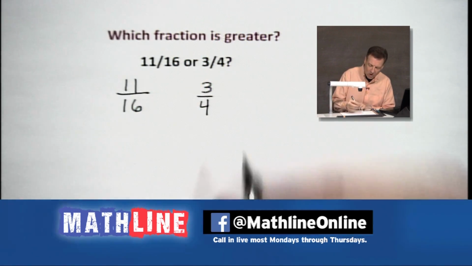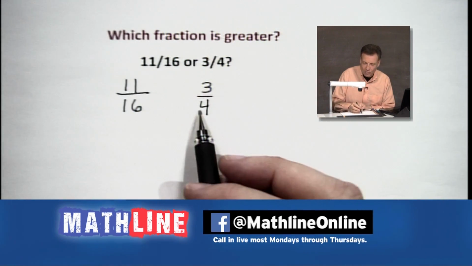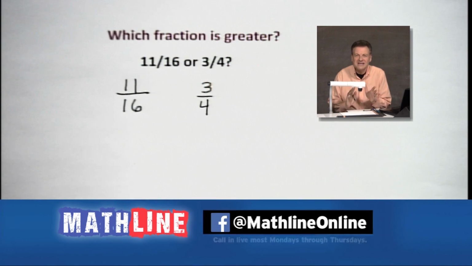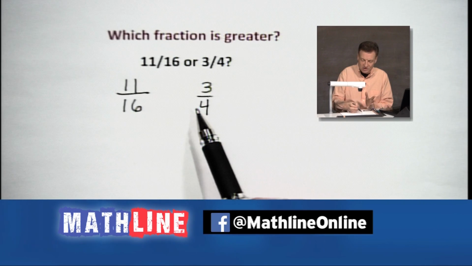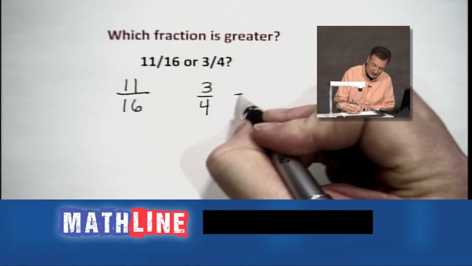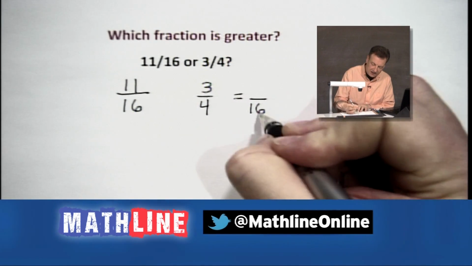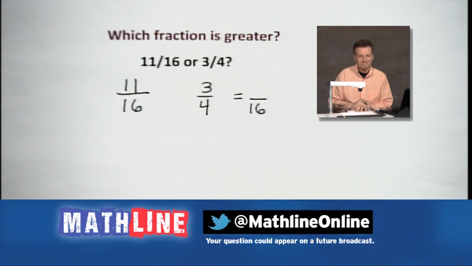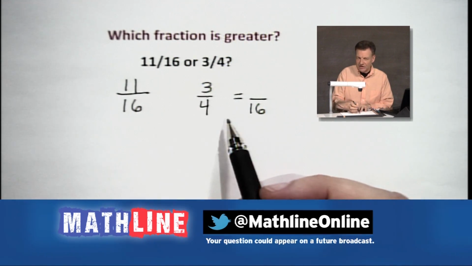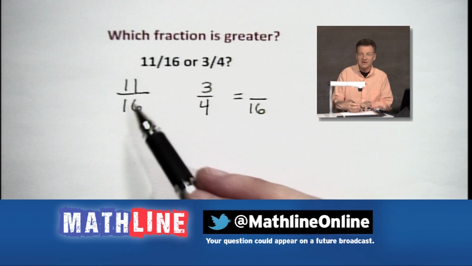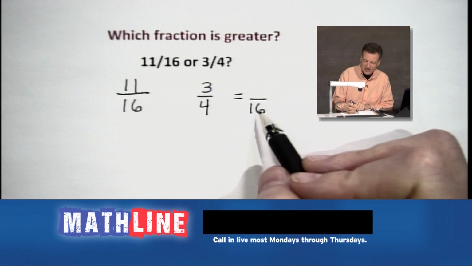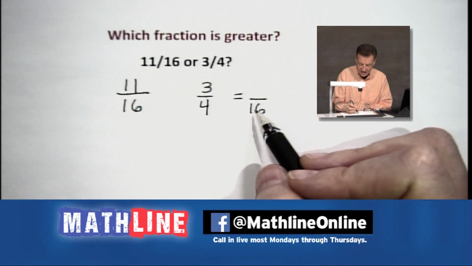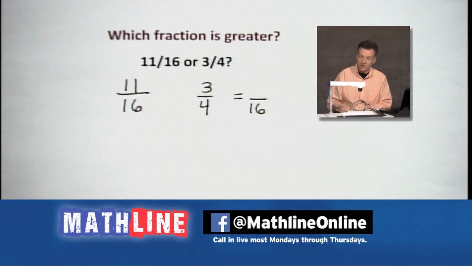But remember, what I need is I've got to have some way to basically compare these things equally, so I need the same denominator. I need the same denominator. So here's my story. I need a 16 instead of a 4. Now, notice 4 goes into 16 evenly. That's why I know that I need a 16. So, the question is, how many 16ths is 3/4? We're going to figure that out.